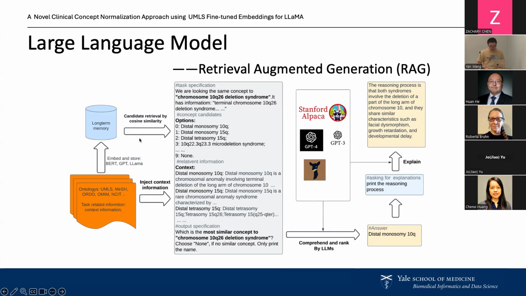The top k candidates will be retrieved based on the cosine similarity between the embeddings of the query entity and all ontology. Finally, a prompt is constructed that combines the query with candidates for ranking using different large language models like GPT-3, GPT-4, and LLaMA model, resulting in reasonable outcomes.